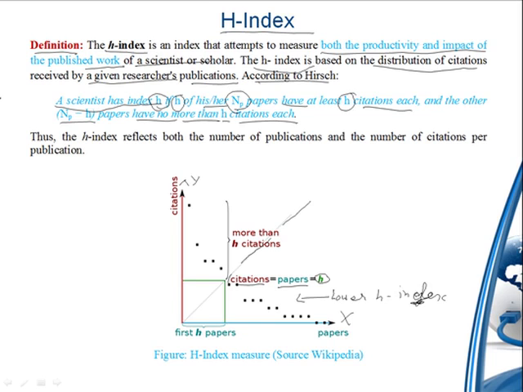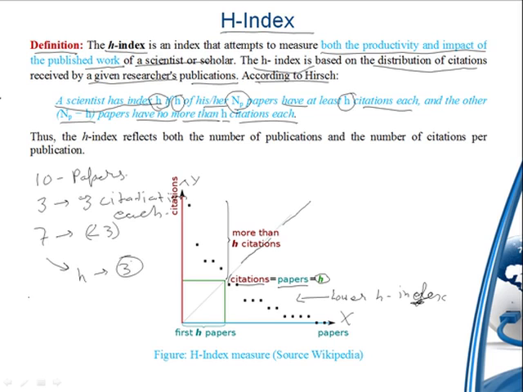For example, suppose an author has a total of 10 papers, and his 3 papers have at least 3 citations, and the rest of the 7 papers have less than 3 citations, then the author's H-index will be 3.